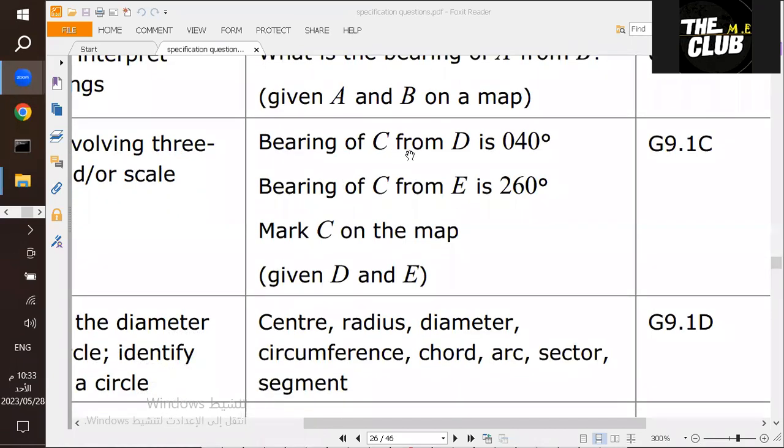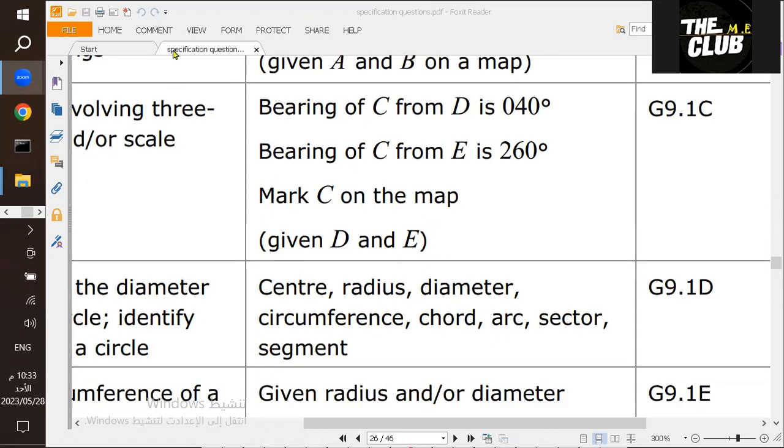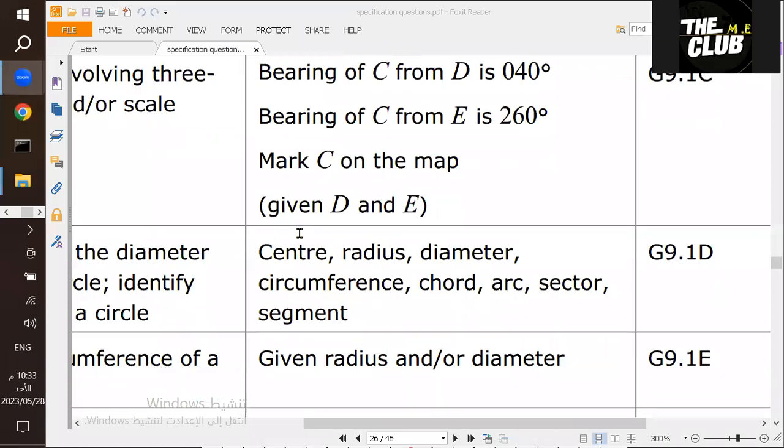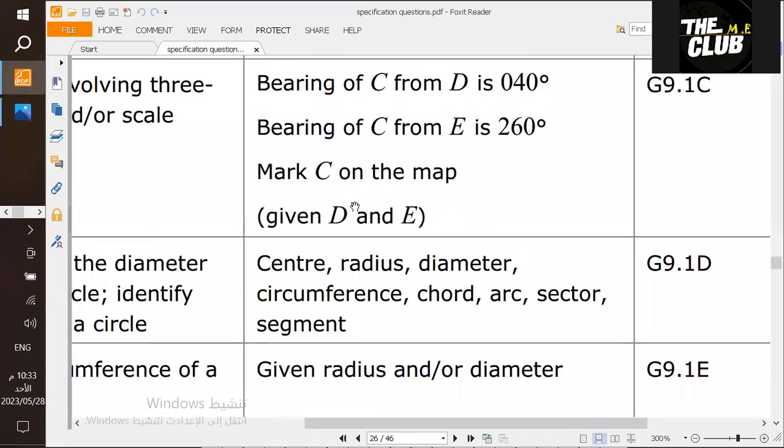Same idea here. Bearing of C from D is 040. Bearing of C from E is 260. Mark C on the map. I saw these questions a lot in the higher and the foundation level. But let me explain it very fast. I can't tell if they're going to bring it in our test, because the specifications are supposed to be for you, but I don't know why they're here.